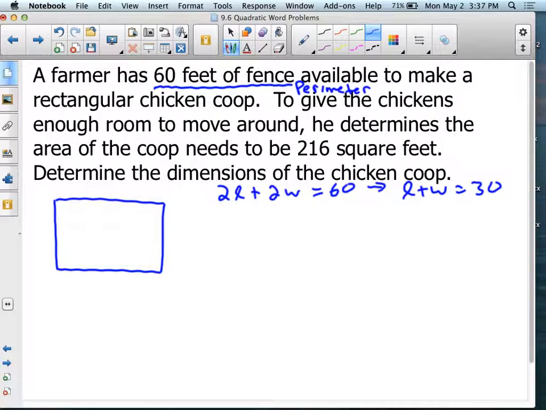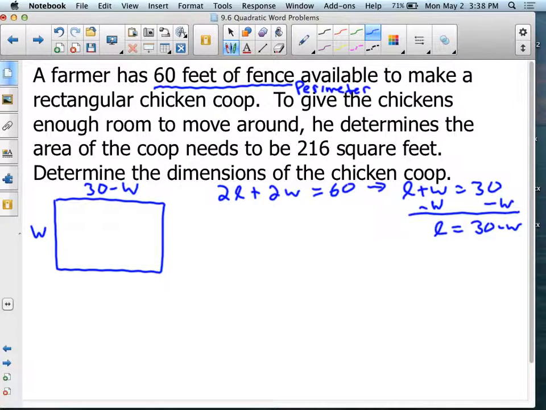Okay, so then why don't I do this? Why don't I call this side x? And then because those 2 sides have to add up to 30, or better yet, instead of calling it x, let's be a little different and call it w. So then if I go back to my equation and I solve for length, my length is going to be 30 minus w. And that should make sense to you.